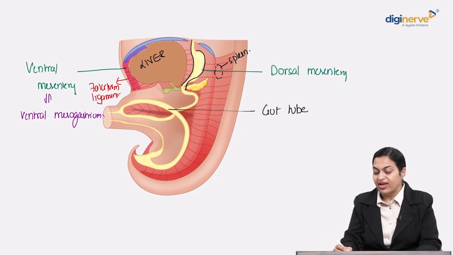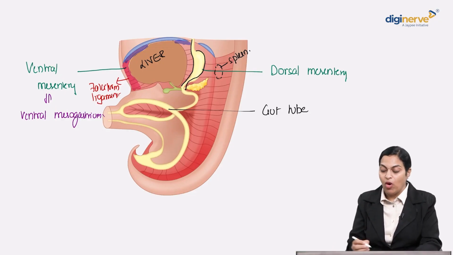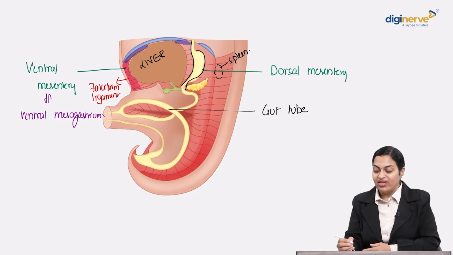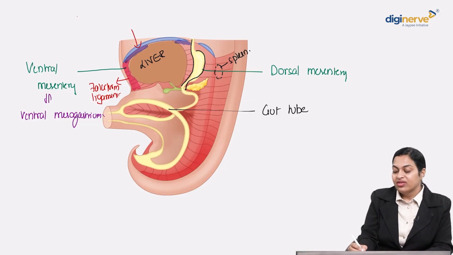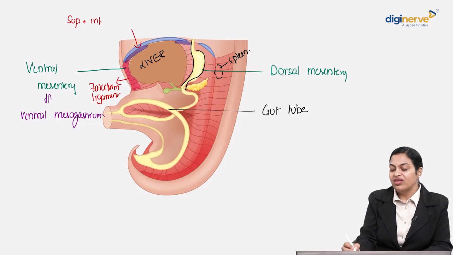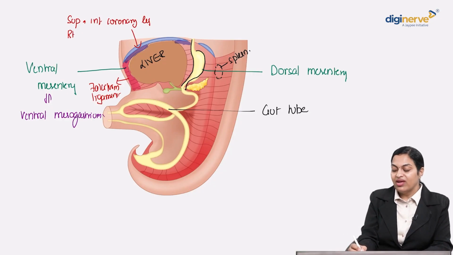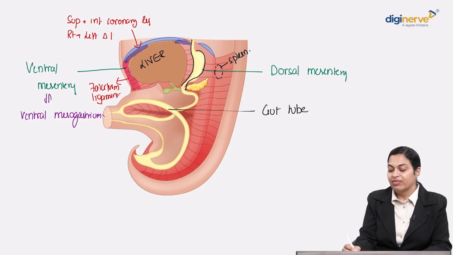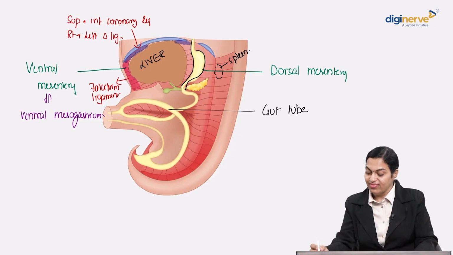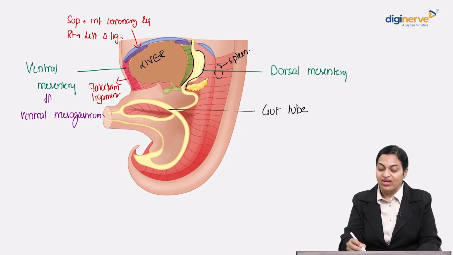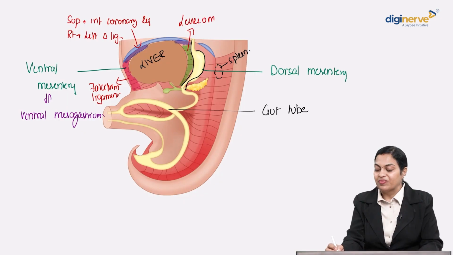And this part that lies between the liver and the diaphragm above, that will give rise to the peritoneal ligaments connecting the liver to the diaphragm. What are they? The superior and inferior coronary ligaments of liver, and remember the right and the left triangular ligaments. This part of the ventral mesentery that extends between the liver and the stomach, it forms the lesser omentum.